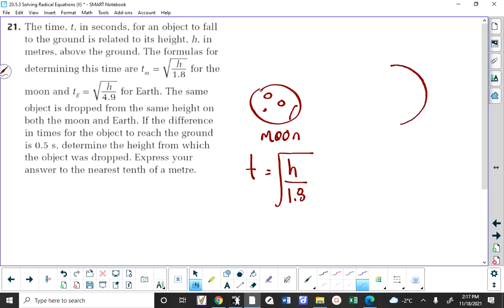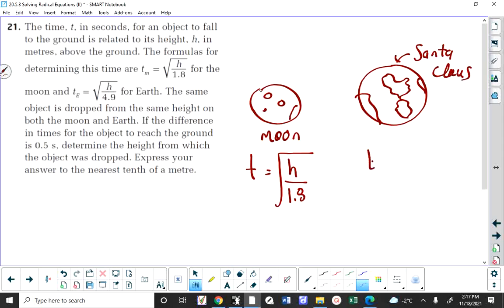And on the Earth, the time can be found by taking the square root of the height over 4.9. It has to do with the fact that you have different gravitational field strengths on different planets.